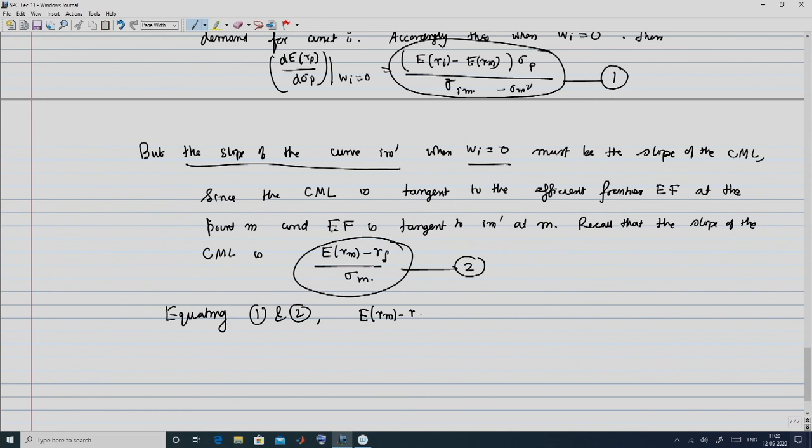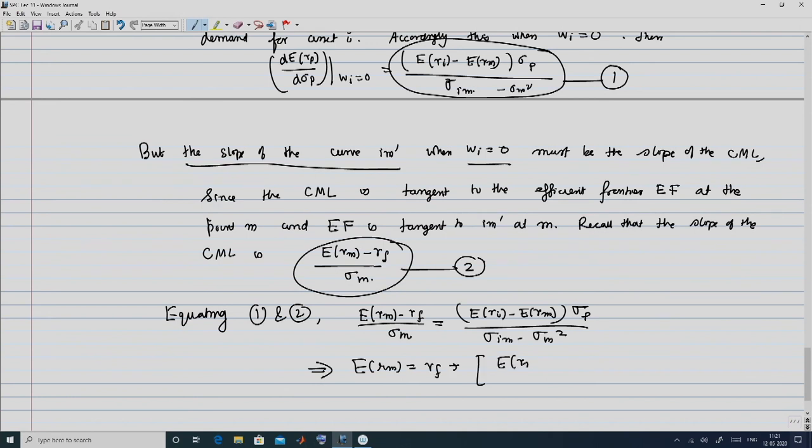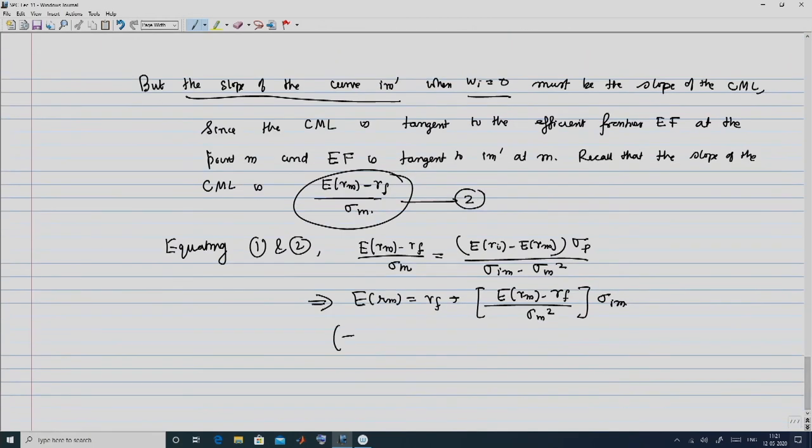We will get ERM minus RF over sigma M is equal to ERI minus ERM sigma P divided by sigma IM minus sigma M square, which implies that ERI is equal to RF plus ERM minus RF over sigma M square into sigma IM. And this line is referred to as the CAPM or the security market line, or SML.